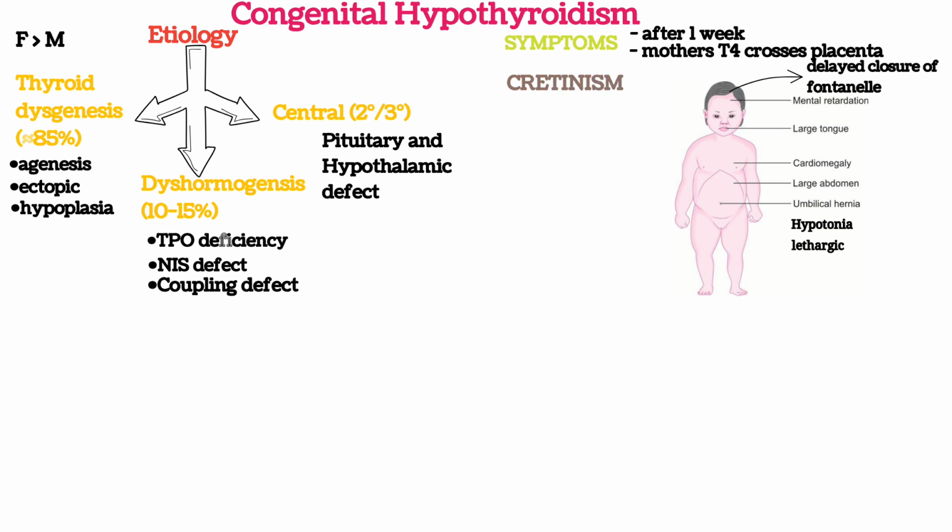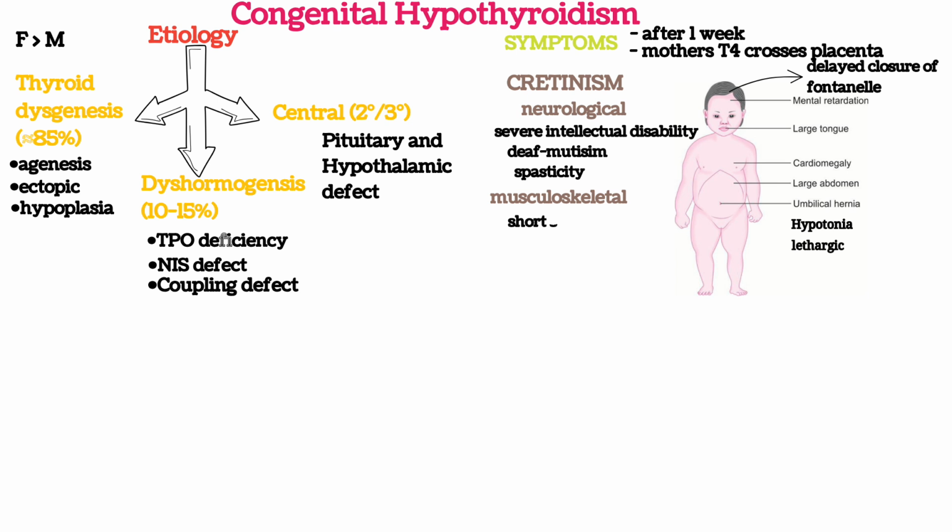There is a specific name given to the congenital hypothyroidism syndrome, known as cretinism, where neurological and musculoskeletal defects are named together. The neurological deficit is severe intellectual disability, deaf mutism, and spasticity. In musculoskeletal, there is short stature, which is a proportionate short stature, as it is a central cause, and delayed bone age. Now we will be talking about screening, as this is the most common preventable cause of neurological deficit. Screening in India is done very rapidly nowadays.